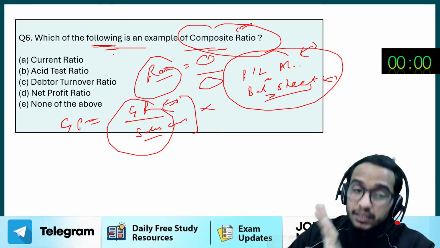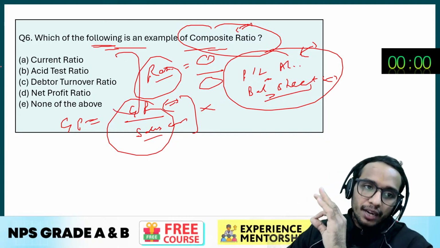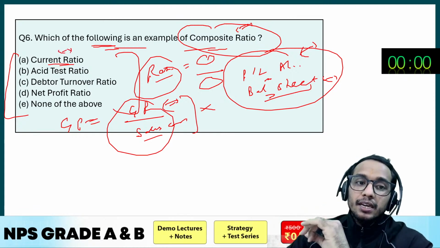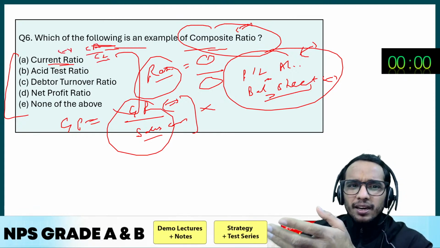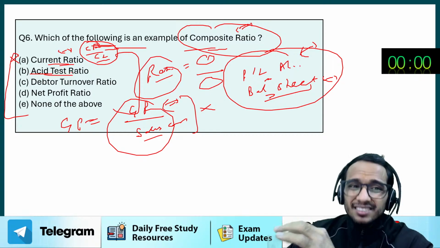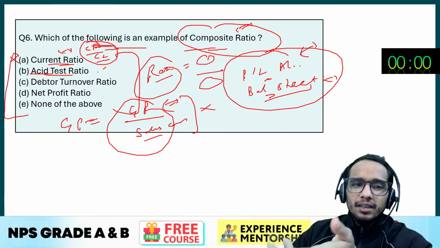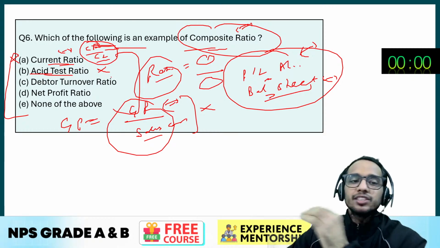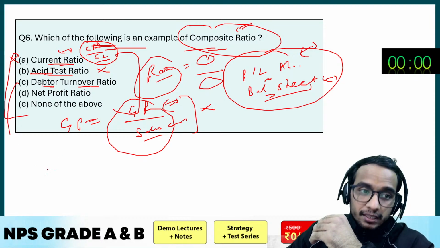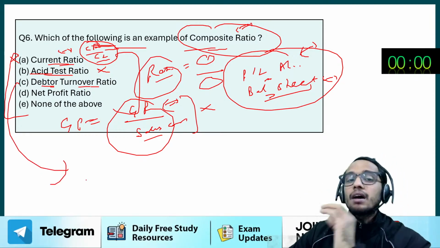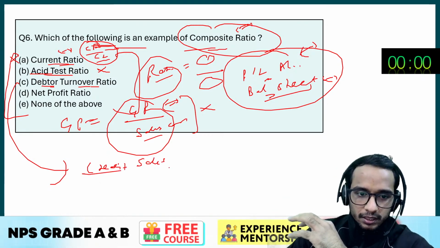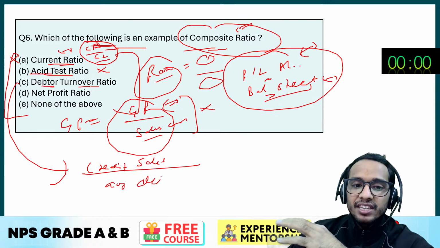Okay? But the question is asking which is the example of composite ratio, and now just look at the options. First option says current ratio. Now current ratio is what? Current assets divided by current liabilities, right? So both are elements of the balance sheet, so it is not going to be the answer. Quick asset test ratio, again quick assets divided by current liabilities, it is not going to be the answer because both elements are from the balance sheet. C option says debtors turnover ratio. Okay, fine. See, debtors turnover ratio, what is that? Debtors means you have sold something on credit, so your credit sales divided by your average debtors.